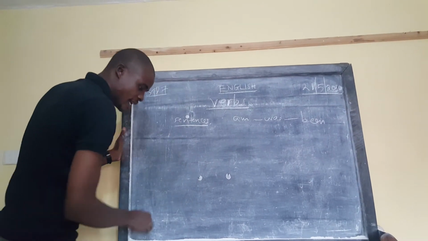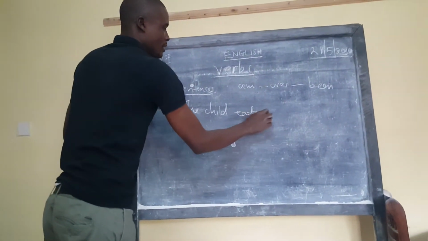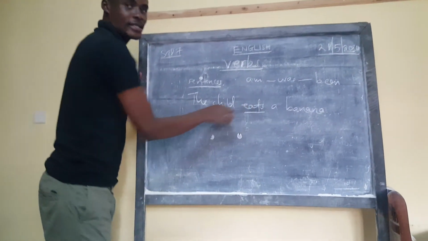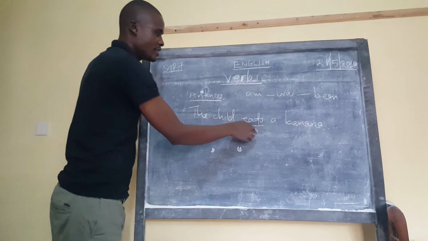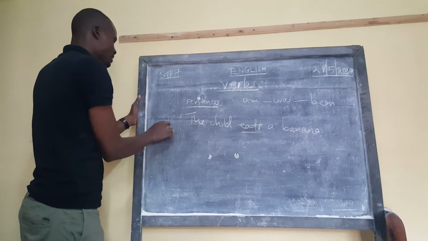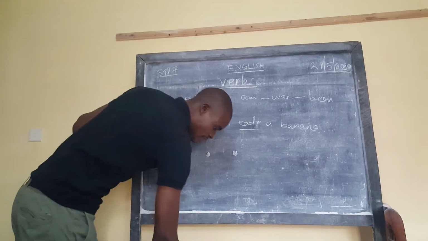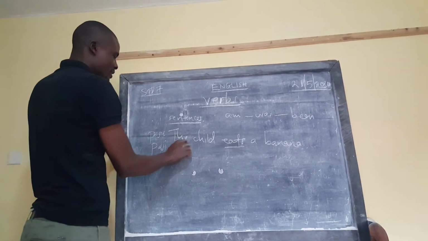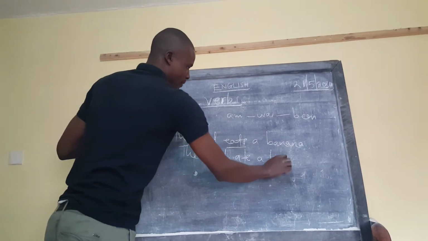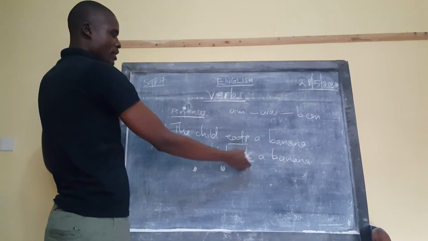I will say the child eats a banana. So I think the verb eat is there. The child eats a banana. This is present simple tense. In the past, how is the same sentence going to be? The child ate a banana. So eats becomes ate in the past.